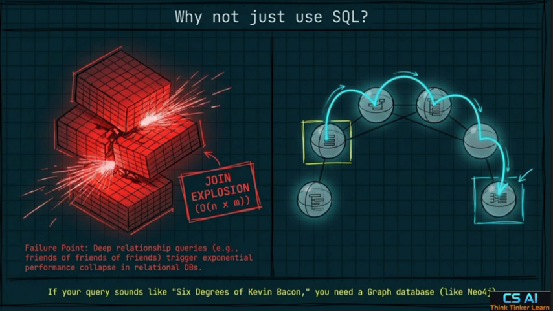Why not just stay with SQL? Because of the join explosion. If you try to run deep relationship queries like friends of friends of friends, relational databases face an exponential performance collapse, O(n^m). If your query sounds like six degrees of Kevin Bacon, or if you are building a social network or fraud detection system, you need a graph database like Neo4j to avoid structural performance death.